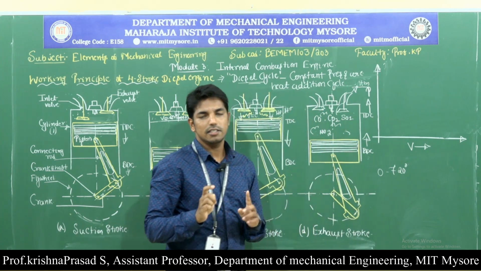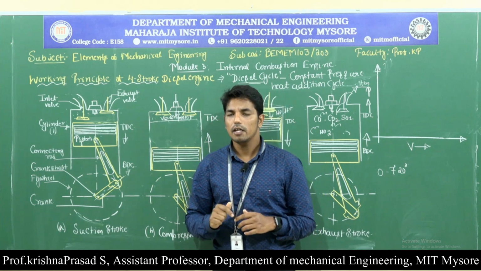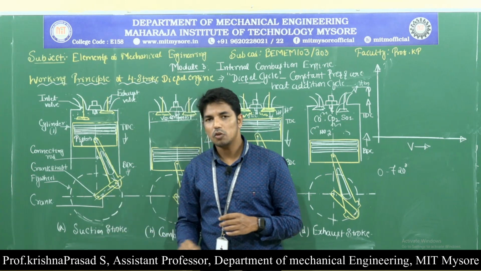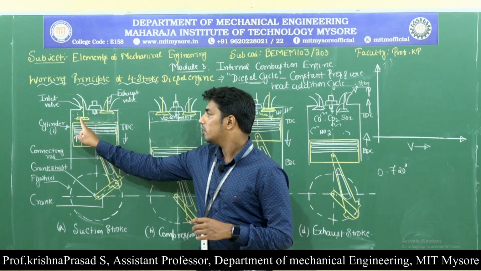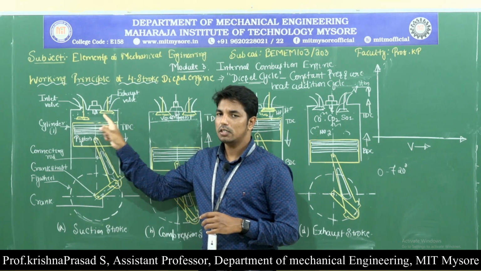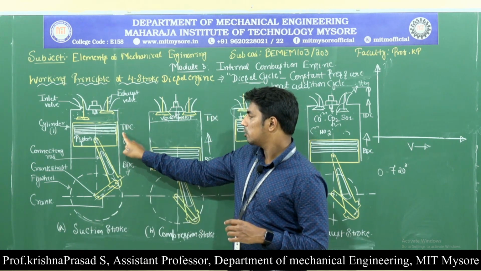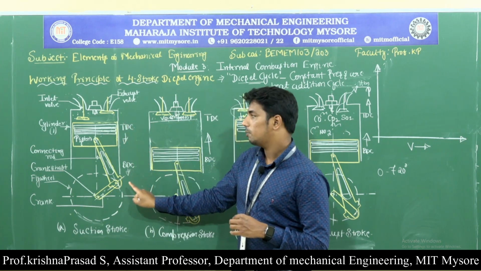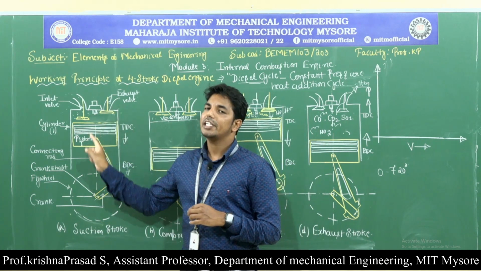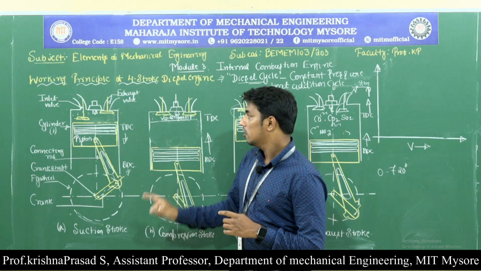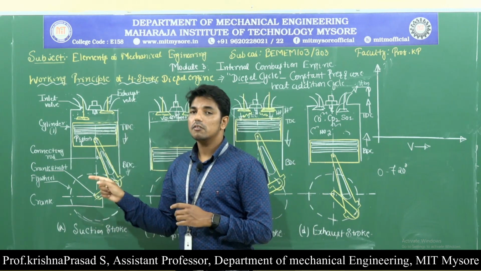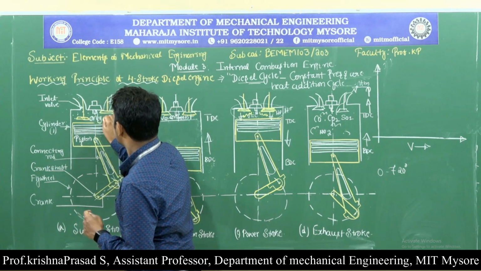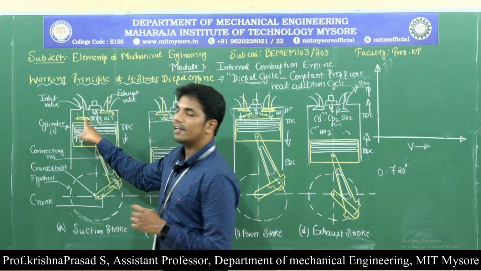So again, what is the first stroke in the case of the 4-stroke diesel engine? The first stroke remains the same, that is called the suction stroke. During the suction stroke, the inlet valve is open and the exhaust valve is closed, and the piston moves from top dead center to bottom dead center. Due to the downward movement of the piston, suction is created inside the engine cylinder, and in a diesel engine only air enters into the engine cylinder through the inlet valve.